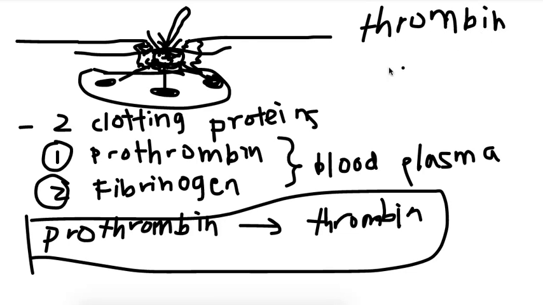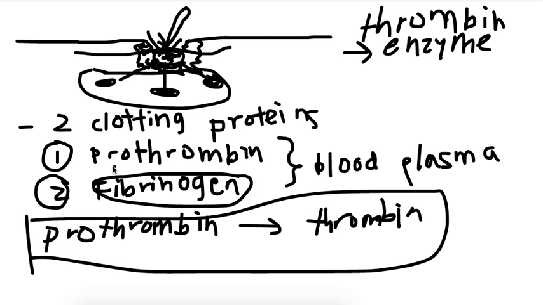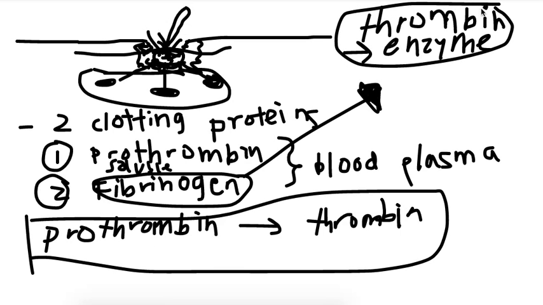is actually an enzyme, and what it does is it takes this fibrinogen, which is typically soluble, and it converts it, much like how the clotting factors which are produced from the platelets and damaged cells convert prothrombin into thrombin. This thrombin, which is an enzyme, converts the soluble fibrinogen into relatively insoluble fibrin.